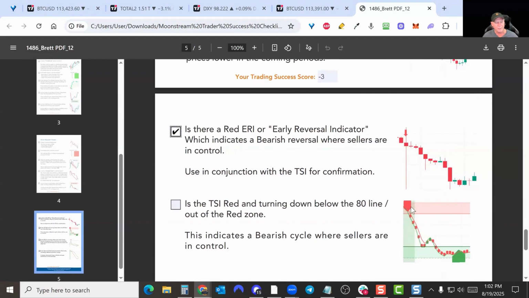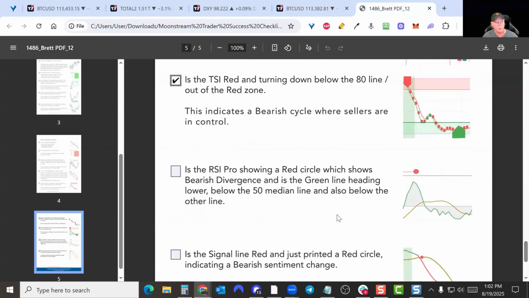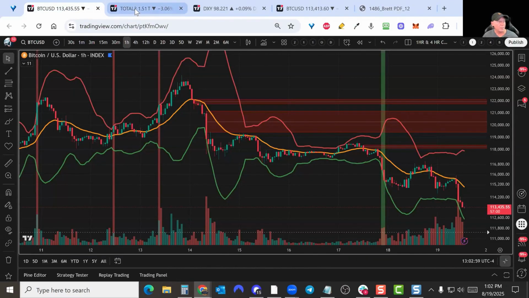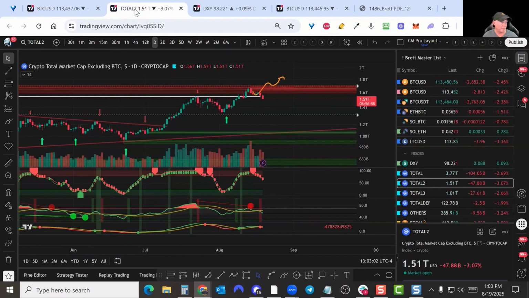ERIs, same things. TSIs below 80, score of -4, bearish divergence, and signal line red. So now we're like, all right, we have a -6, we should be short, right? So with that in mind, let me come back here.